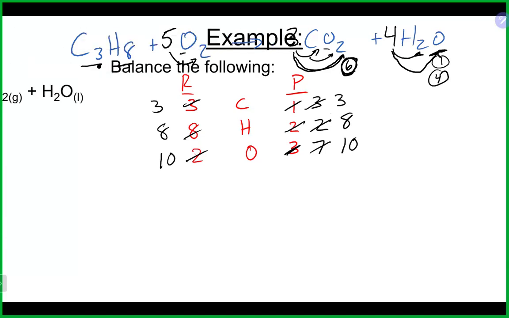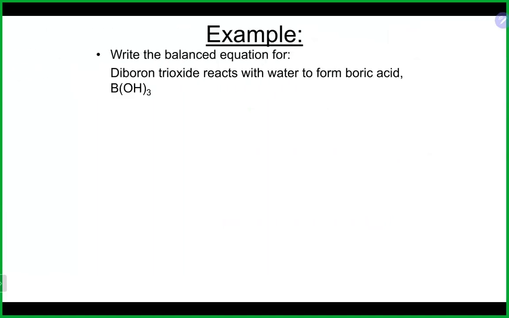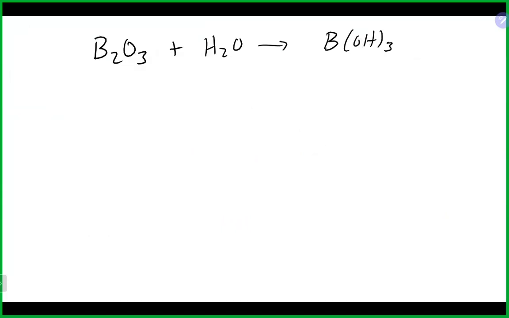All right, let's try a few more here. Make sure. All right, why don't you balance up this equation, see what you come up with. All right, let's take a look here. We're going to make a table here, reactant side, product side. We'll do our elements, B, O, H.